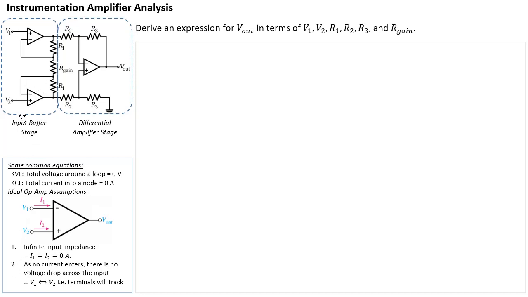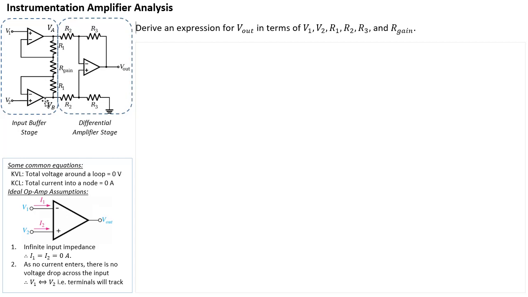We're now analyzing just the input buffer stage. If we look at the nodes out here, the outputs of the first stage before it goes to the second stage, I can label them as VA and VB. The top one is called VA and the bottom node is called VB. So effectively, VA is the output from this op amp, and VB is the output of this op amp.